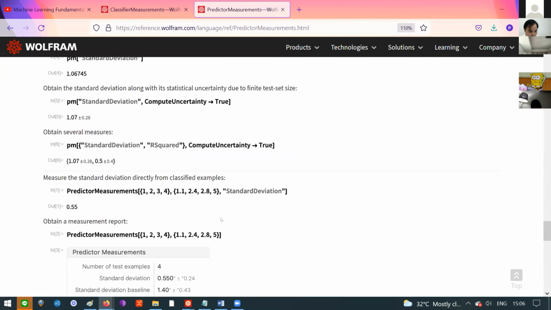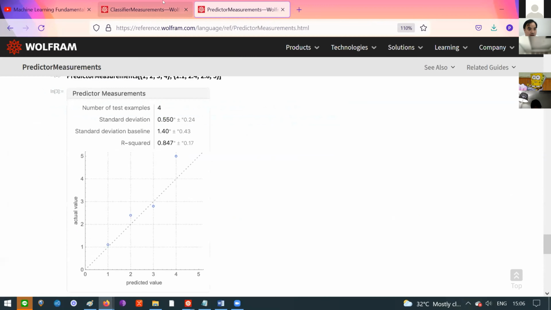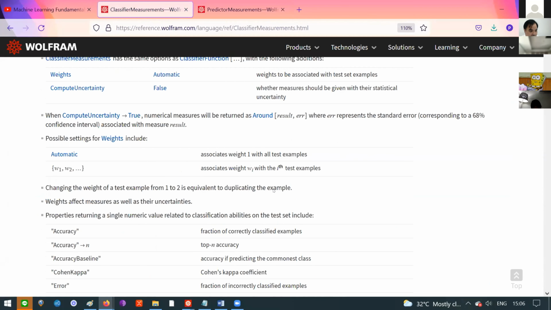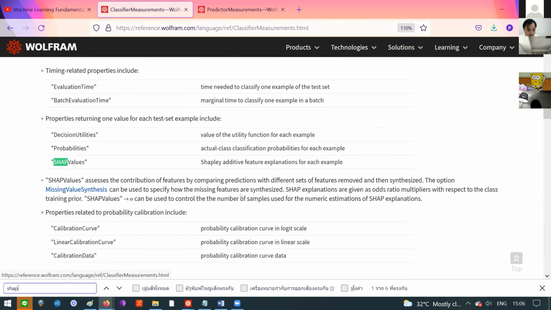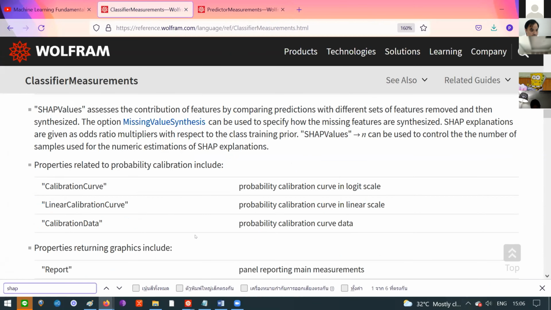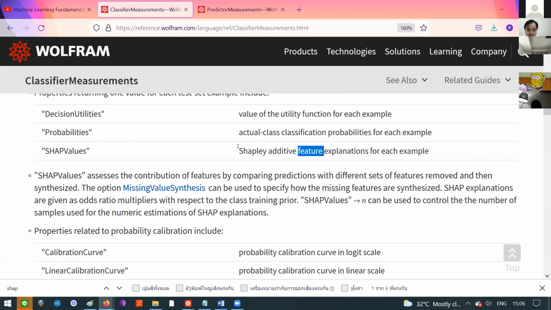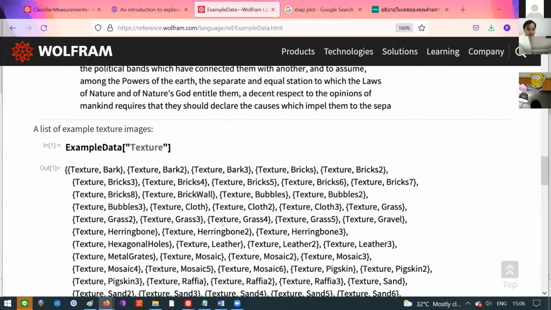Shapley is in here somewhere. So it's in here somewhere. SHAP values. Oops. Shapley additive explanation. So SHAP, additive explanation.